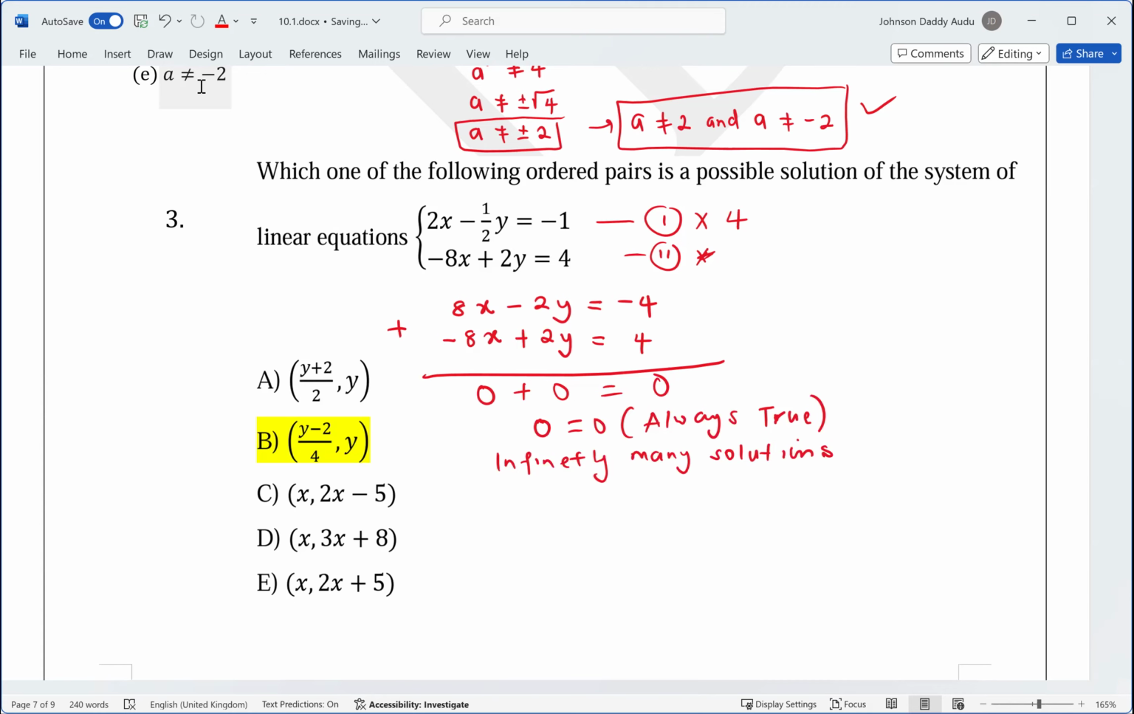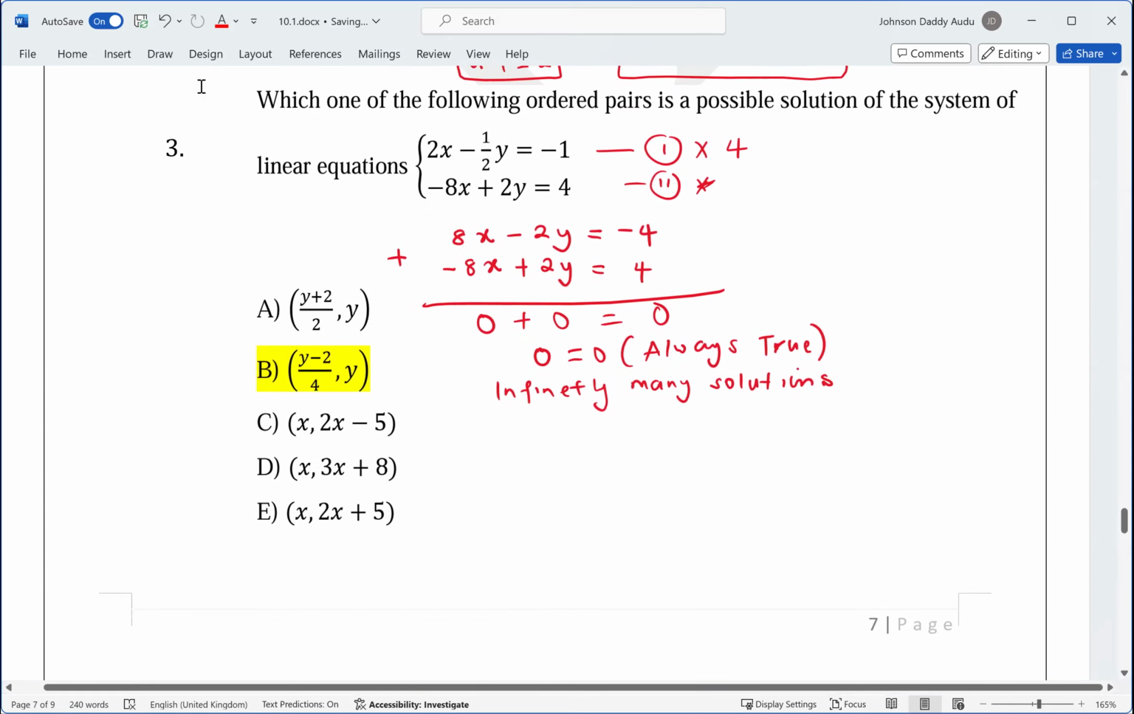Okay? Now, since we have infinitely many solutions, what can we do? The best way to try to solve this one is to try to solve for one variable. Remember? Now, how do you do that? You can solve from any of the equations, right? Just solve for one variable for any of the equations.